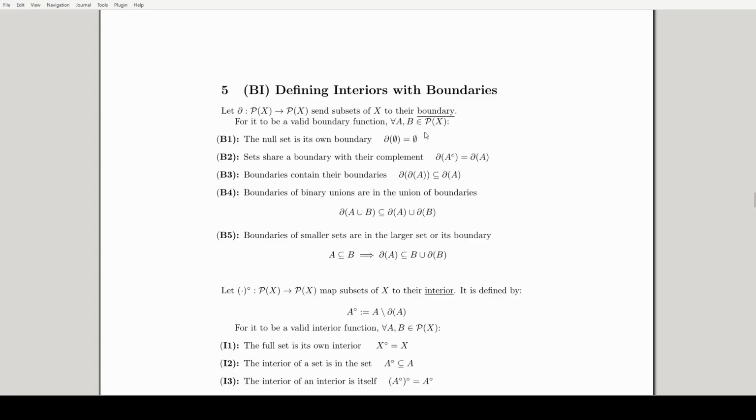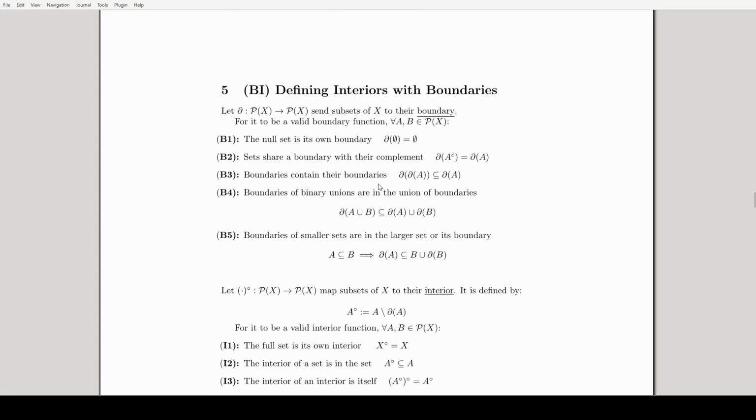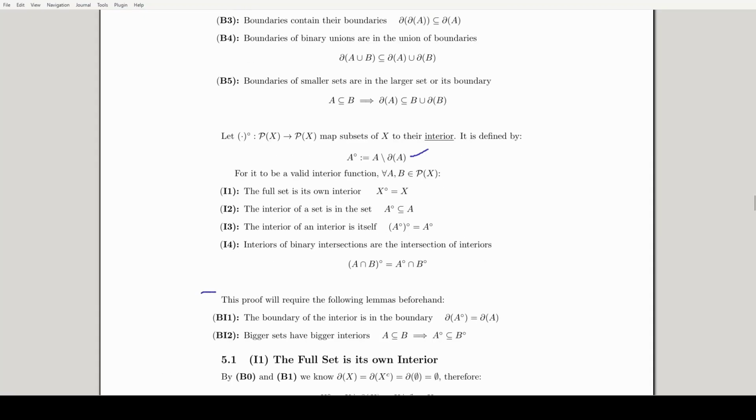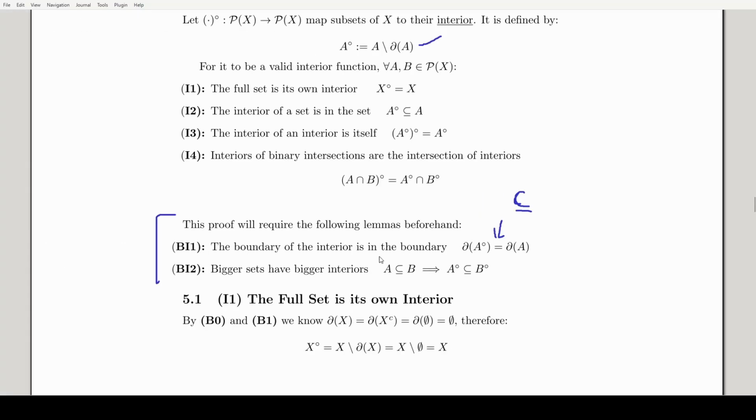Okay, so now we have defining the interior with the boundary. Of course, we just remove the boundary, but we have a few lemmas that we need to work up to that. This is actually a typo that I noticed while recording. This equality is supposed to be a subset. It says right here that the boundary of the interior is in the boundary, not that the boundary of the interior is the boundary. It's supposed to be a subset, not equal.